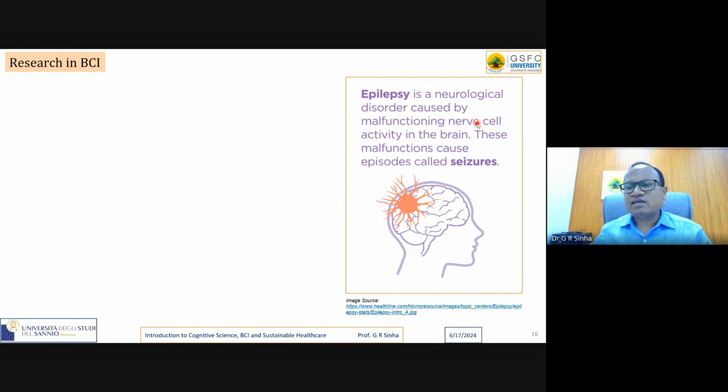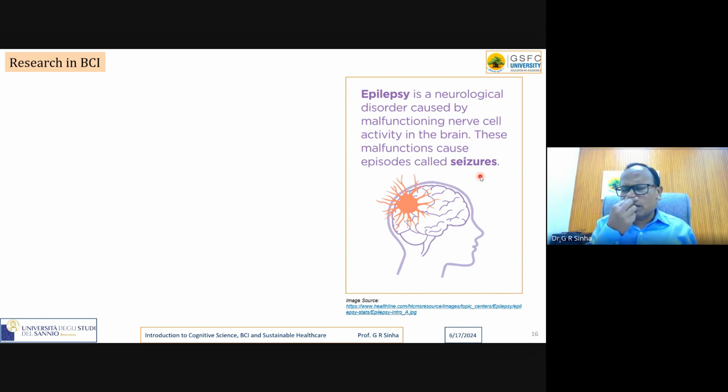There is a lot of research, as I talked about, going on in the area of BCI, brain computer interface. Like there is a picture you can see here. Epilepsy is a neurological disorder caused by malfunctioning nerve cell activity in the brain. There are some neurons or nerve cells which are not functioning properly. These malfunctions cause episodes called seizures. Seizure episodes occur in persons suffering from epilepsy.